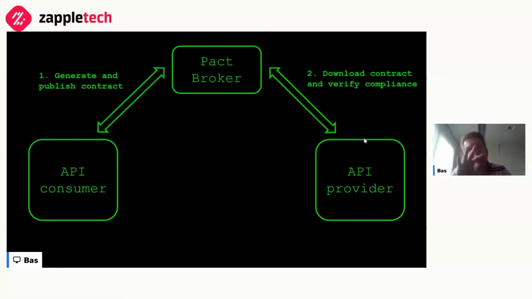The second step in a traditional consumer-driven contract testing flow is the provider downloading the contract and verifying compliance, meaning demonstrating whether its current implementation is able to meet all of the expectations in the contracts. As a third step, it publishes the verification results.